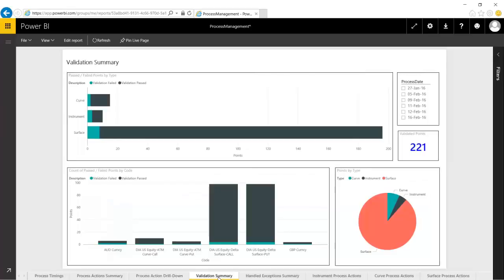And then the final example is we're just looking at the types of tests that we carried out. So we can see for instruments, curves and surfaces, how many points passed the validation and how many failed. And again we can see the pie chart which shows us how many points were actually tested. And as before, we can actually see the breakdown of the type of asset for each of those types of object.